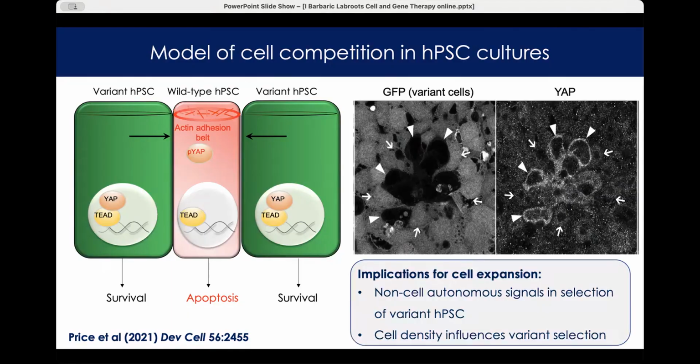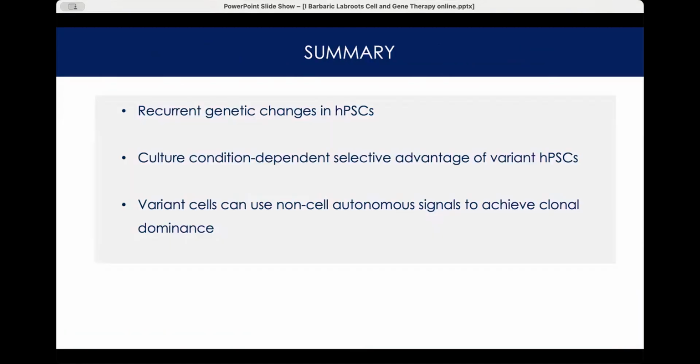This was a really important revelation for us because it told us that in thinking about how variants dominate cultures, we need to think not only about their cell autonomous properties, cell cycle time, apoptotic rate, but also how they interact with their wild-type counterparts and how they can exert their dominance by influencing how wild-type cells behave in culture as well.